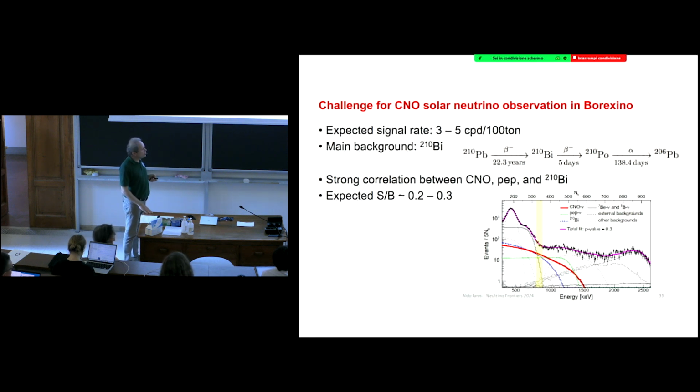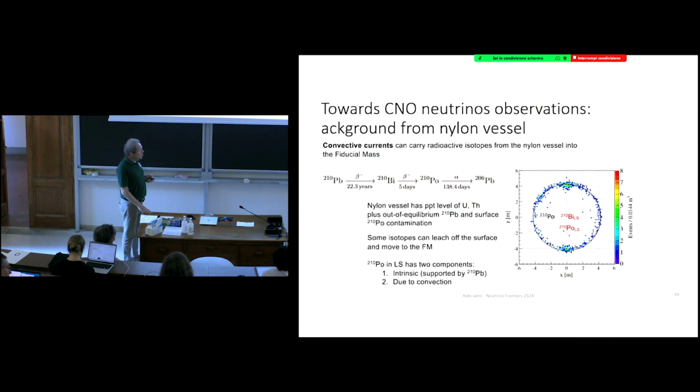So in order to do that, we made the following reasoning. The polonium, which is out of equilibrium and which we see inside the detector, is not supported by lead.